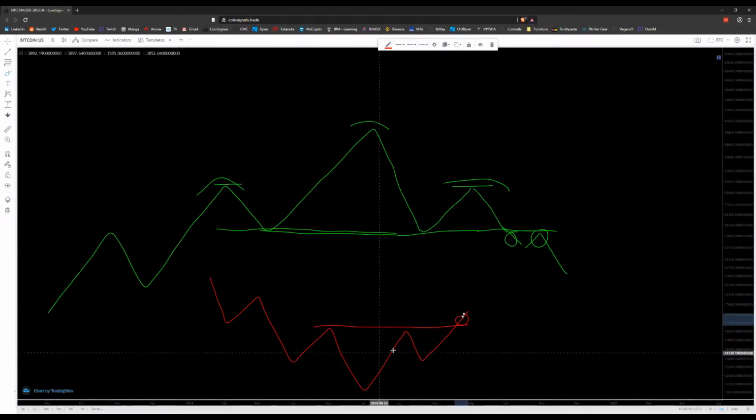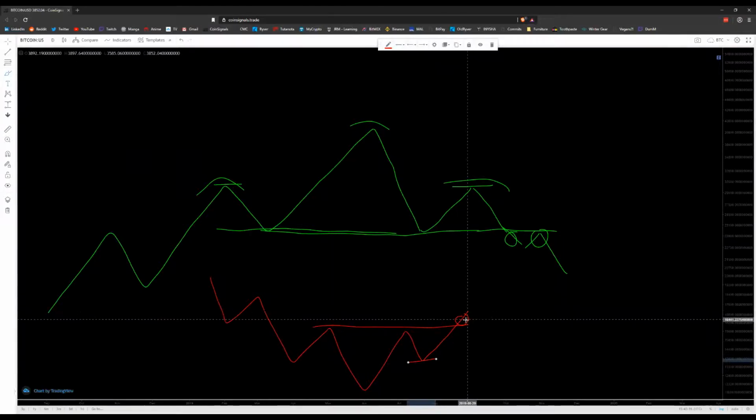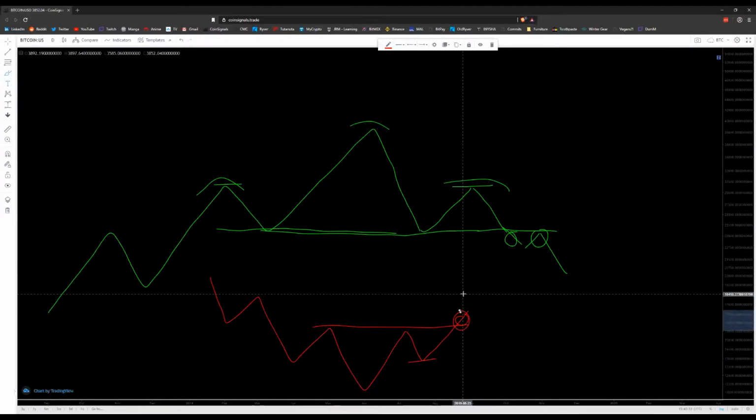Then, if you're in a downtrend, it's okay to buy a higher low, but you got to be careful until you have higher lows and higher highs. So that's why you wait for confirmation to buy that. All right.